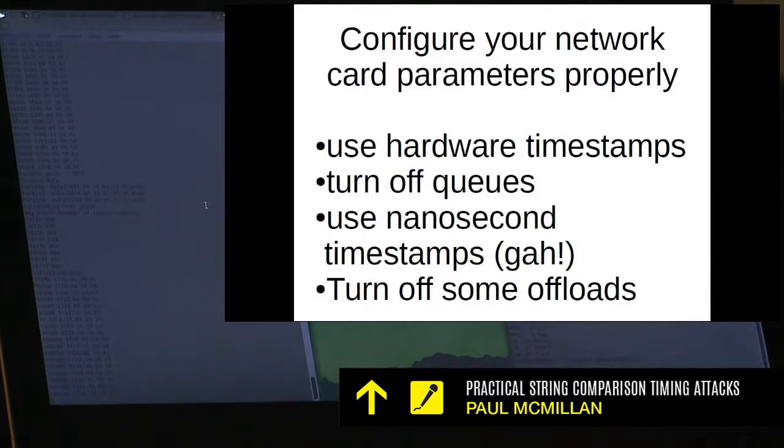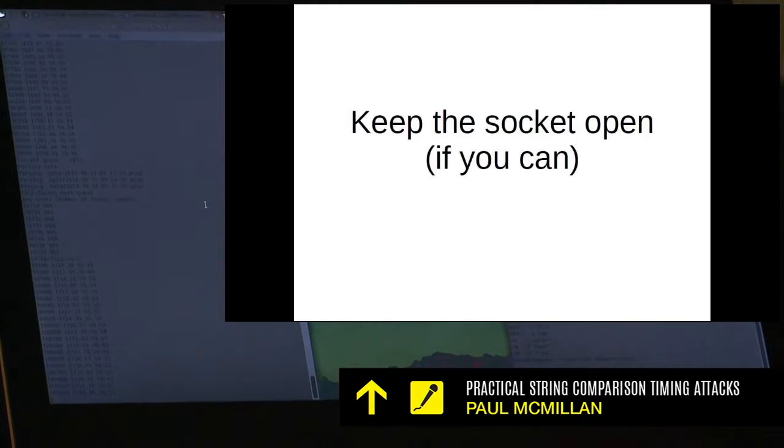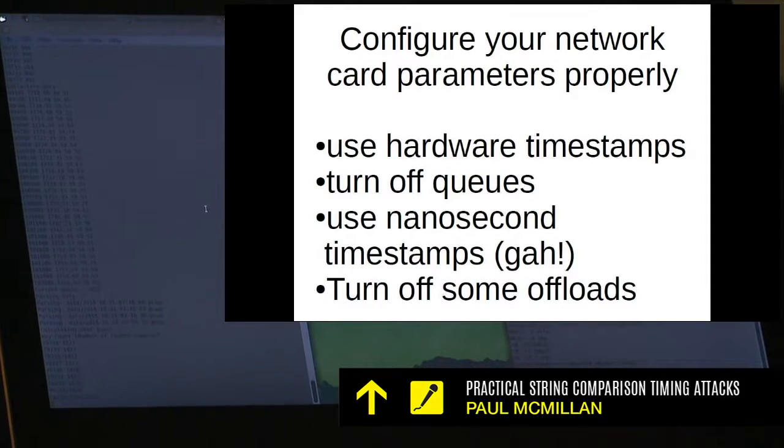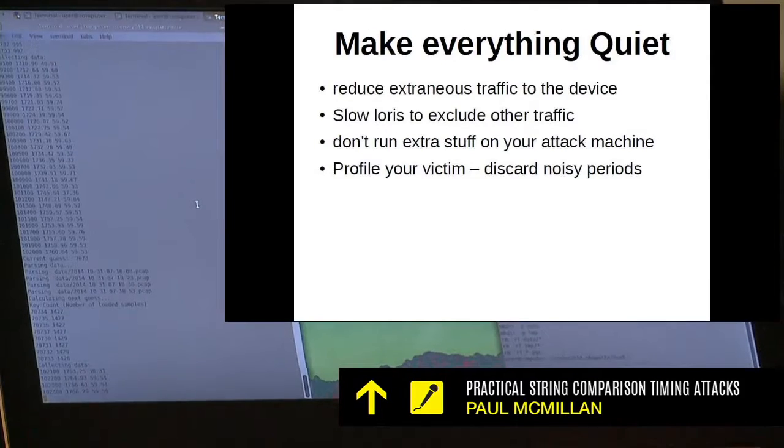So back to the slides. There we go. So some tips and tricks for how to do this. We're going to blast through these very quickly because I'm running low on time. When you make an HTTP request, this device closes the socket after you make one request. If you can keep it open, it saves you on network traffic. Configure your network card parameters properly. Turn on the hardware timestamps. Turn off the queues. Use nanosecond timestamps. Turn off the hardware Ethernet offloads, because those tend to interfere with the timestamping.